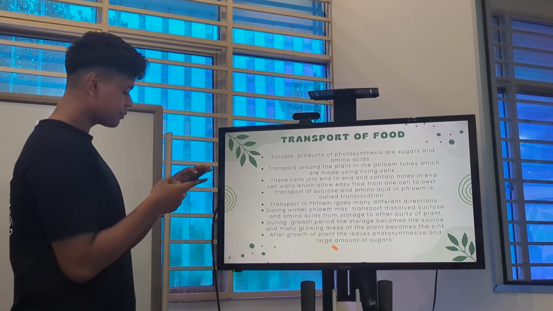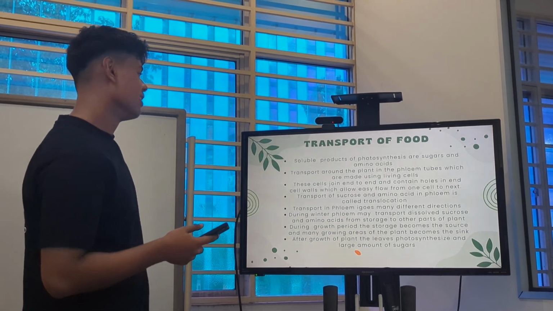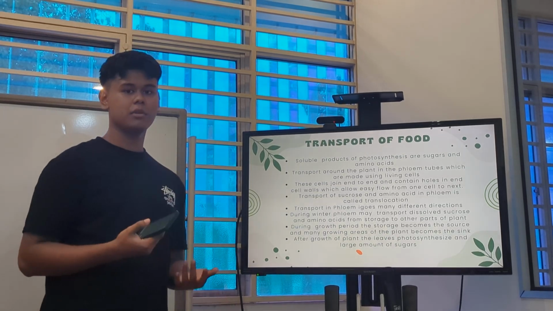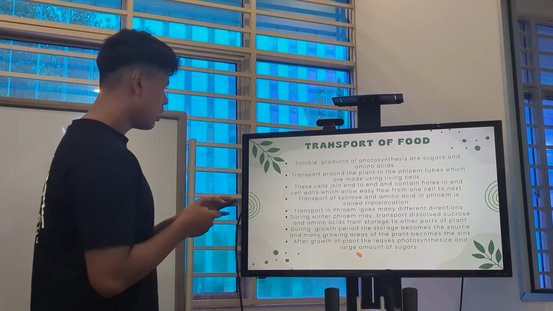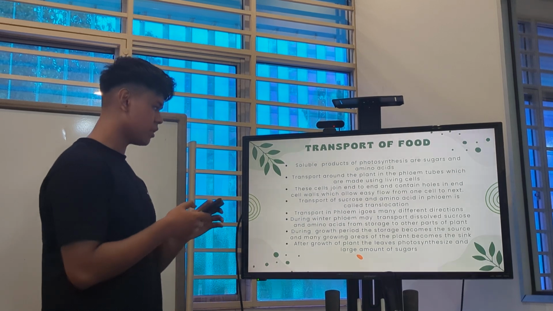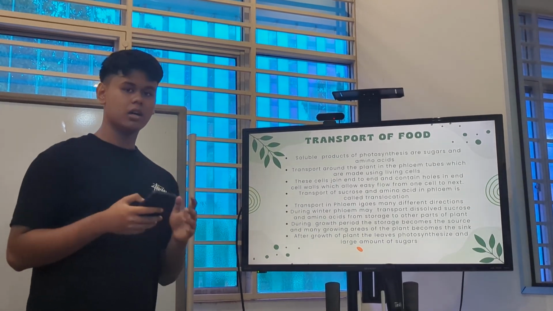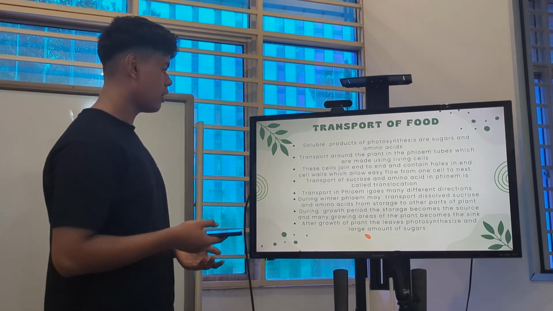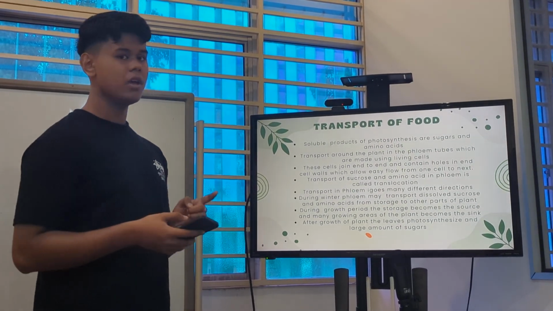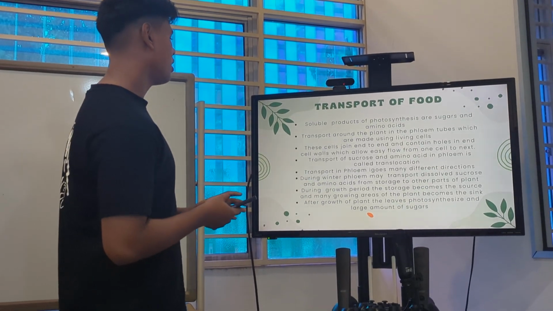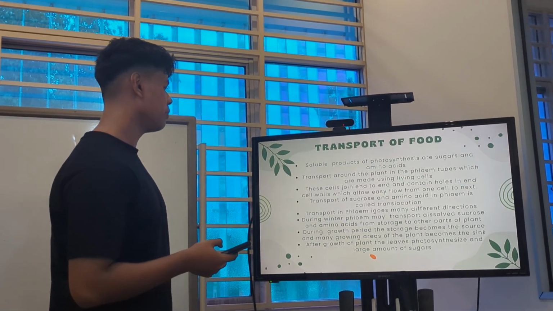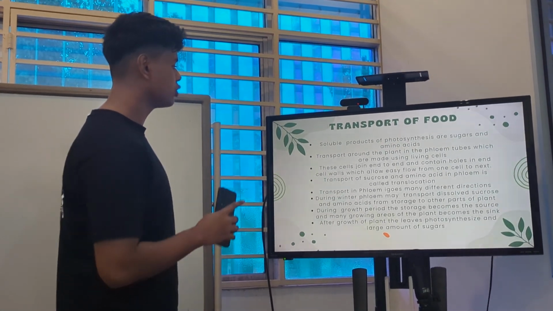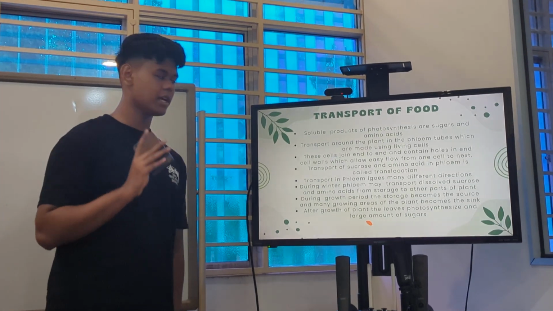Transport of food. Soluble products of photosynthesis are sugars and amino acids. Again, amino acids are just a fancy way to say protein. They are transported around the plant in the phloem tubes, which are made using living cells. So just now xylem cells are dead cells, these ones are living. These cells also join end to end and contain holes in the end. So the xylem ones do not. The transport of sucrose and amino acids in phloem is called translocation. So don't get that mixed up with transpiration.